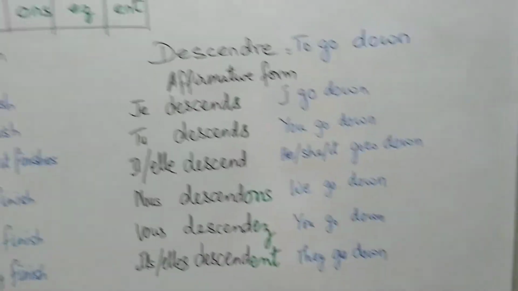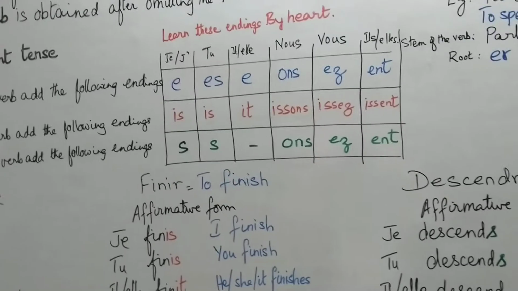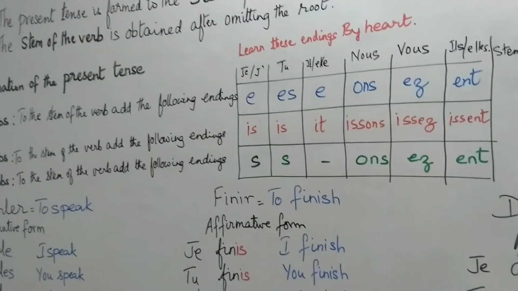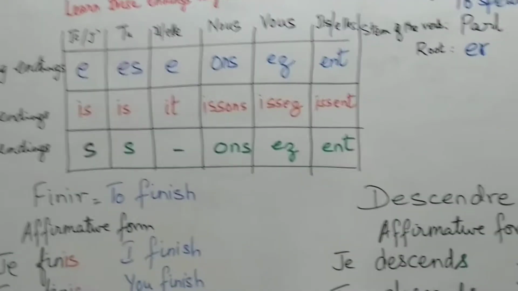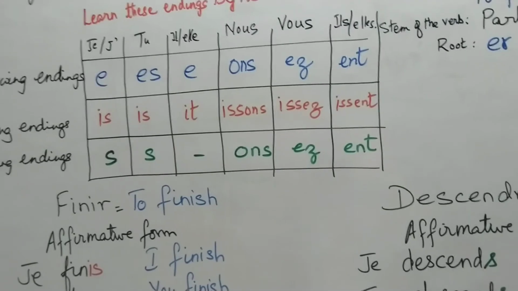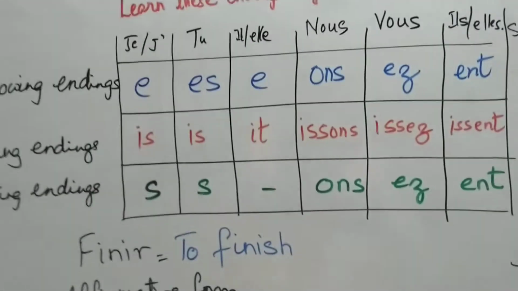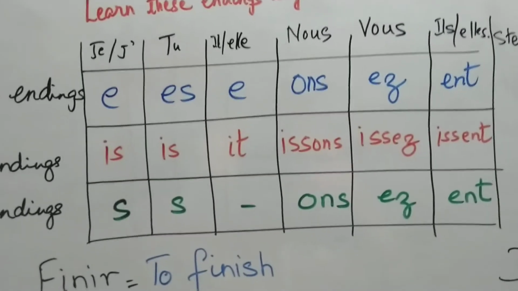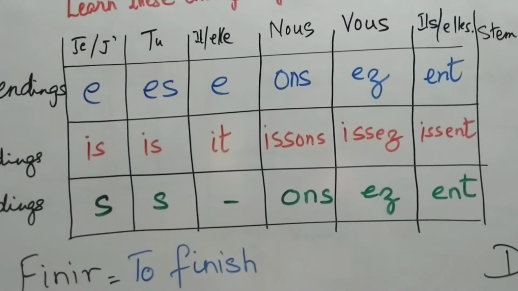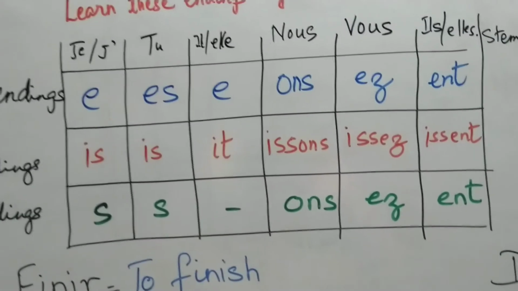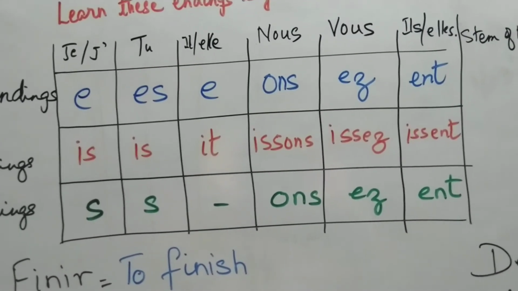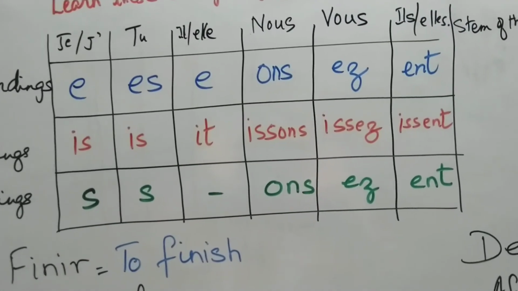So these are the three categories of verbs, and you have to learn these endings by heart. The ones which are in blue, the ones which are in red, and the ones which are in green. So you have to learn these endings. Each of these endings is affiliated to one subject pronoun. If you notice, I have written the subject pronoun on top, je, tu, il, elle and all that. So each of these endings is connected to one particular subject pronoun. Please learn the subject pronouns in this order and also the endings in this order.